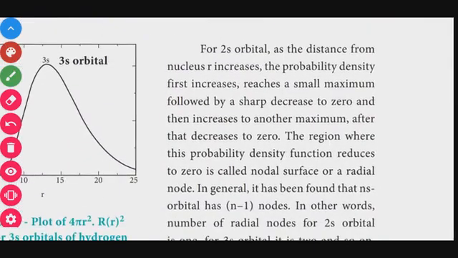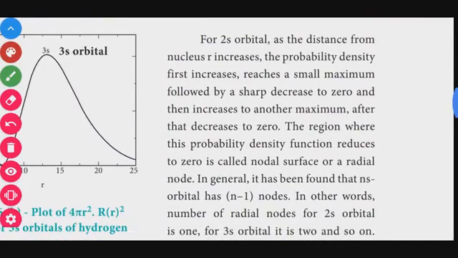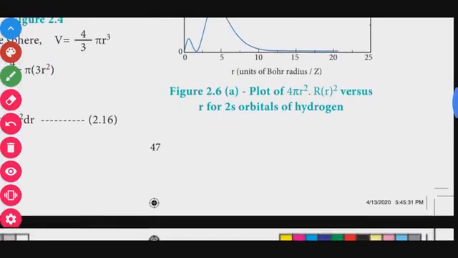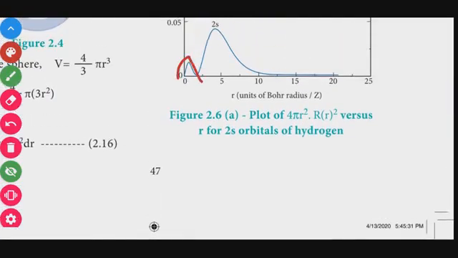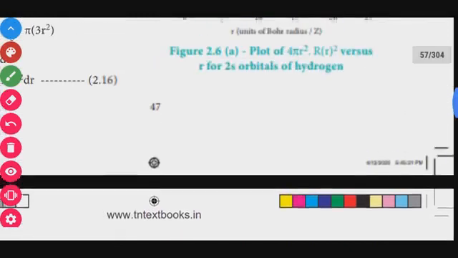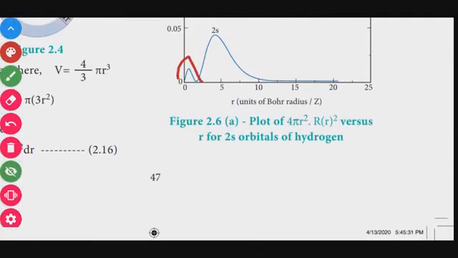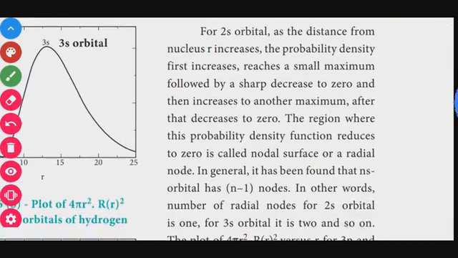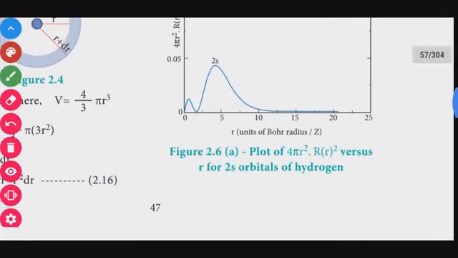Next, what we are going to learn is about the 2s orbital. In the 2s orbital, as the distance from the nucleus r increases, look, first the probability density is increasing. The probability density first increases, reaches a small maximum, followed by a sharp decrease to 0. Here at this point the probability density will become 0. Therefore, a sharp decrease to 0 and then it increases to another maximum, after that decreases to 0. It is increasing to a maximum and then suddenly decreases to 0.